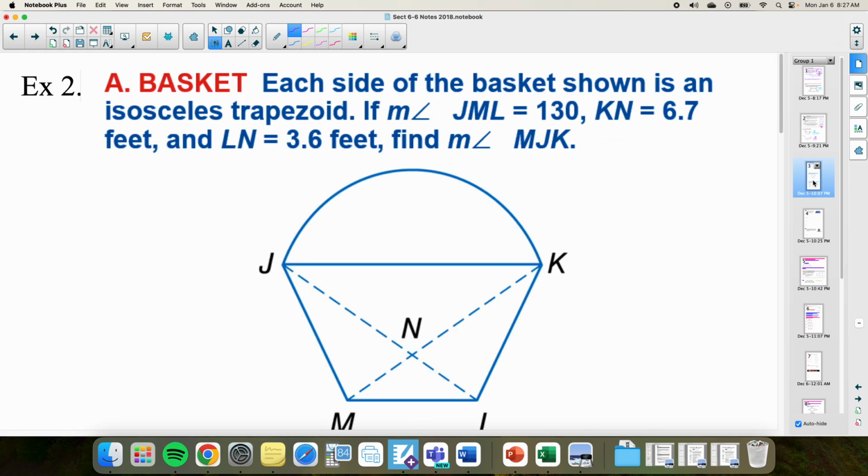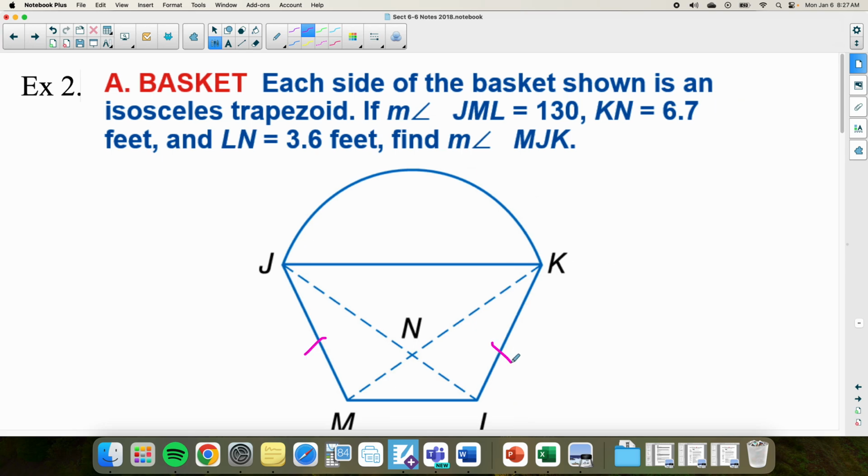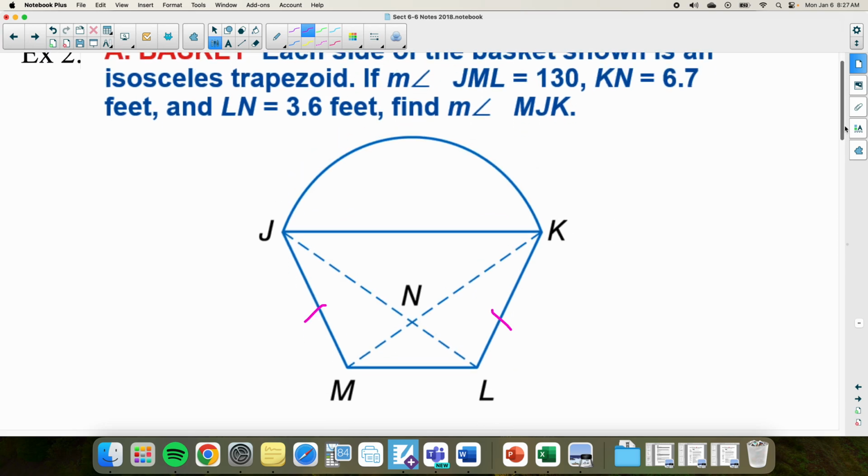Now, if we look at this page, it says each side of a basket is an isosceles trapezoid. So that means these two are equal. It says if the measure of angle JML, that's this whole angle here, is 130, and KN, which is this distance, and I can tell you in this one, the two lengths don't matter. So I'm not even going to label that on the diagram. It doesn't have anything to do with the problem, so I'm going to skip that.